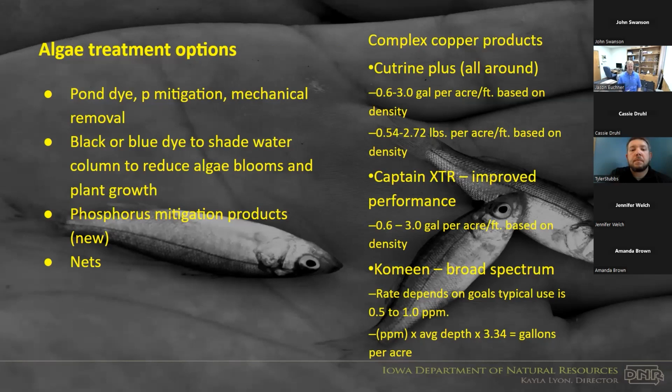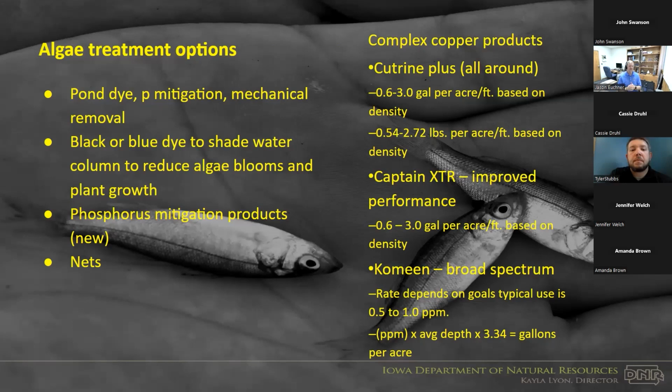But ultimately, a lot of folks wind up going with the complex copper. Cutrine Plus is a good all-around product. I threw up these numbers; you can go back and look at this presentation, so I'm not going to go over them. That's the low and the high that the label recommends. Cutrine Plus is our old go-to tool.